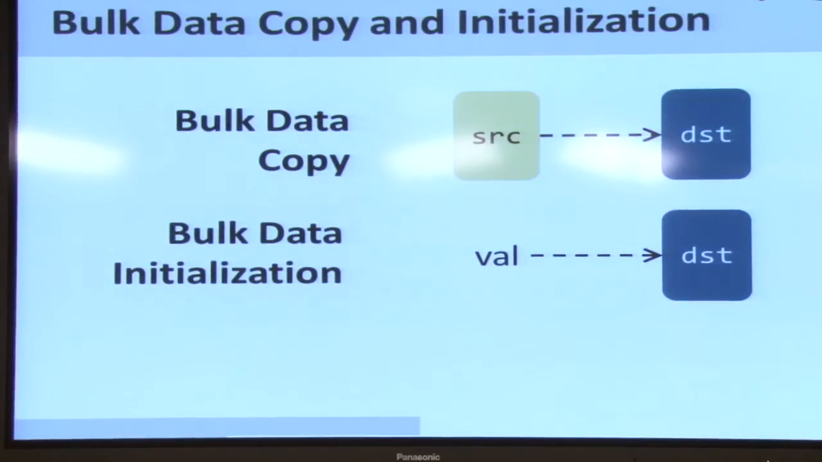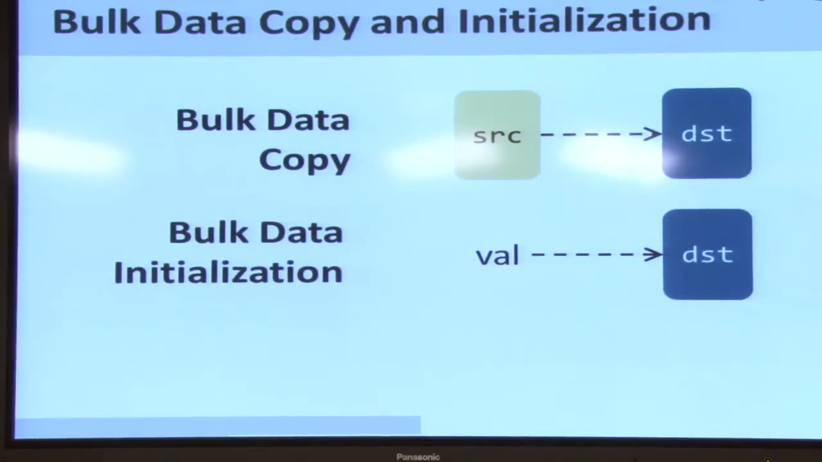Bulk data copy is when you have a source location in physical memory and a destination location in physical memory, and you want to copy some region of data from the source to the destination. It can be a page copy: copy 4 kilobytes from this page to this page. Bulk data initialization is very similar. You want to initialize a large region of data with some value. It can be your memset. You allocated a huge data structure and did a memset on it, setting the values to 0.